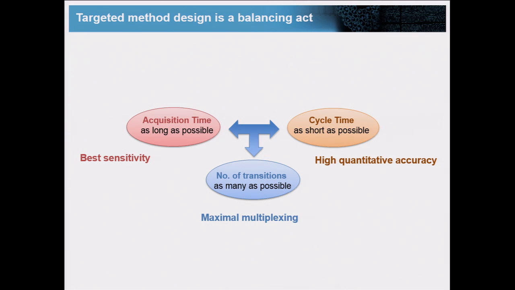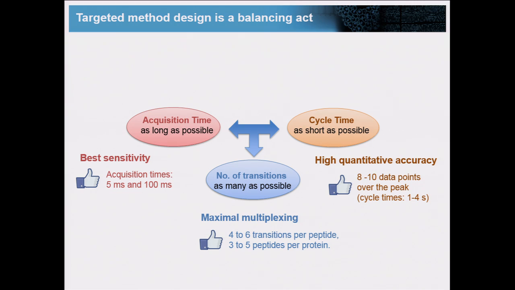So as you've heard from Tina, it's a balancing act between acquisition time that we want as long as possible, cycle time that we want as short as possible, and number of transitions that we want as many as possible, and Tina gave you a few rules of thumb. In this game, there's actually at least one more player, and that's the chromatography. So we cannot discuss any one of these questions without first asking, what's your chromatographic setup? I'm not going to give an intro about chromatography here. I would just like to bring out two points to stress the relationship between these different parameters.